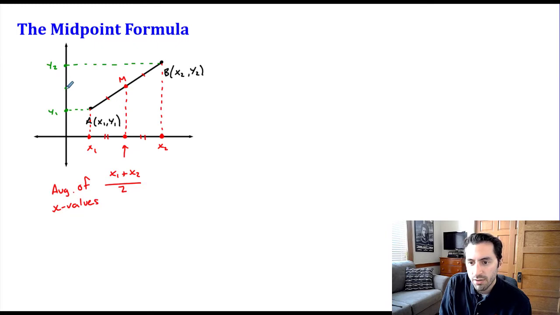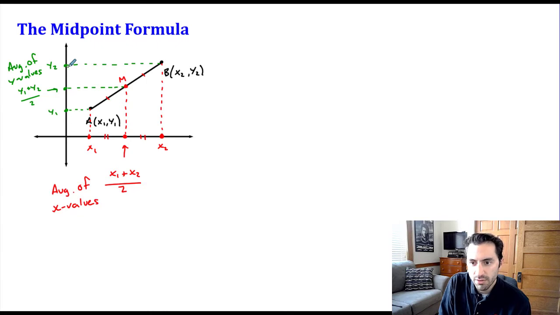And then right in the middle should be the y value for our midpoint. So this point, the same exact argument we made down here for the x's, this point should be the average of these 2 y values. So this is y1 plus y2, and then we'll cut that in half to find our average. So average of y values.